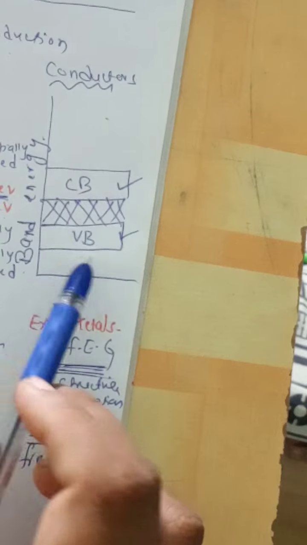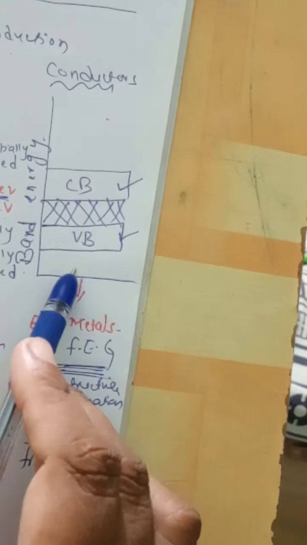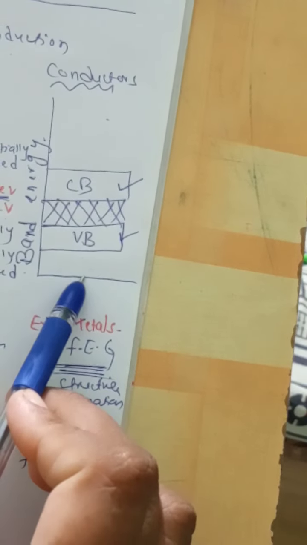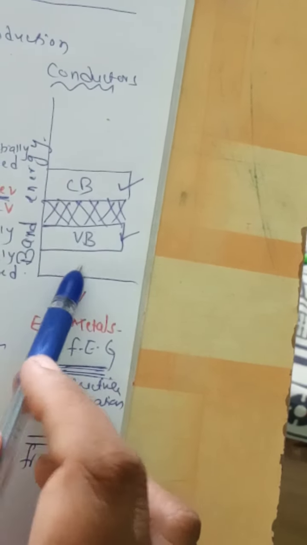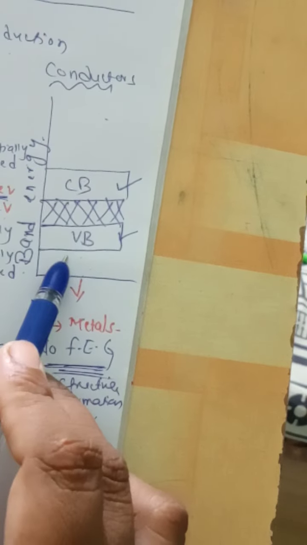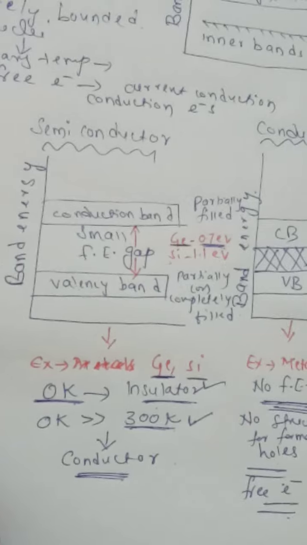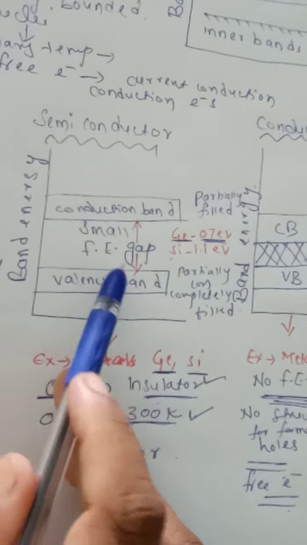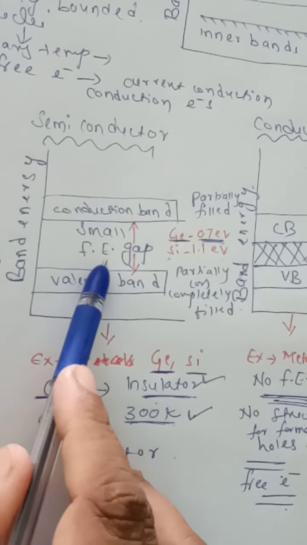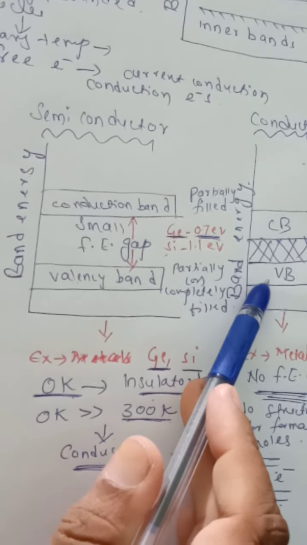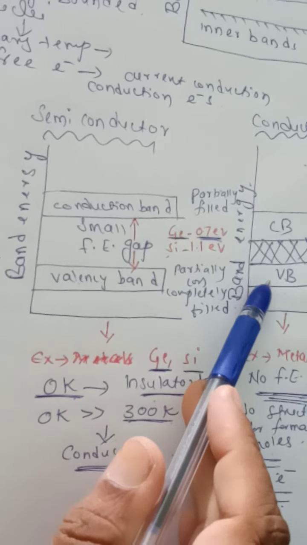These free electrons are responsible for the current conduction. So conductors are those substances which contain plenty of free electrons for the current conduction, and in which there is no forbidden energy gap. So if the forbidden energy gap is large, we call it an insulator. If the forbidden energy gap is small, we call it a semiconductor. If there is no forbidden energy gap, we call it a conductor.